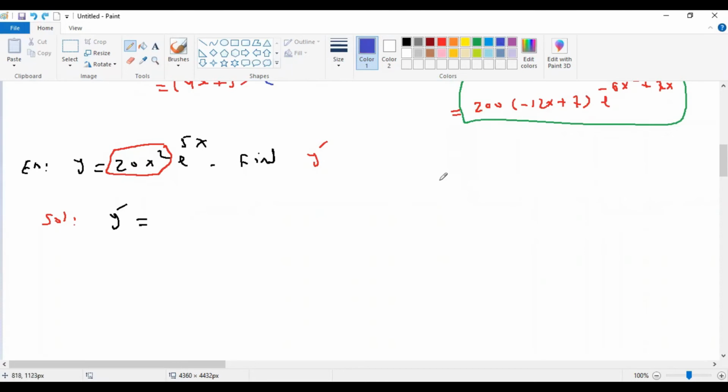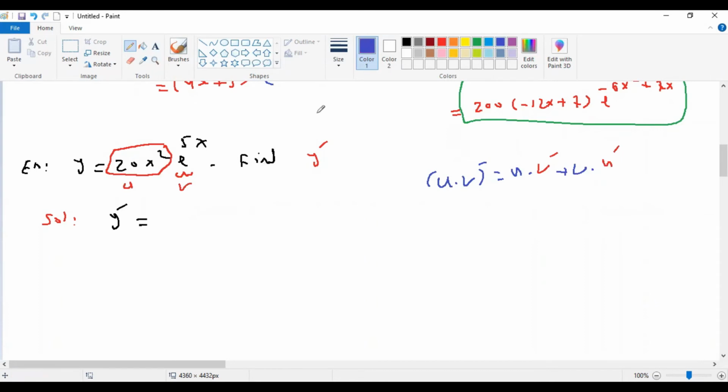So you have to use what product? You have u times v prime. This was explained in a video before this one. So u v prime plus v u prime, the product rule. So you have to use the product rule. What is the u? This represents the u, and this represents the v.